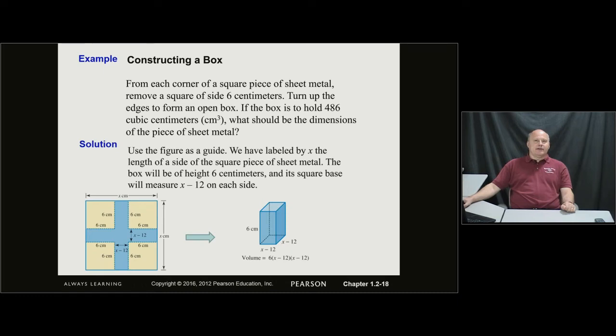Now let's go back to that previous box again. So the volume is 6 times X minus 12 times X minus 12. So that's the volume.